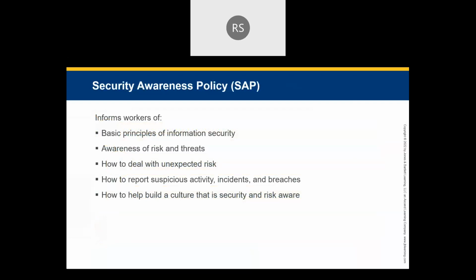Security awareness policy. It's an essential component to the organization's information security program. This aims to educate and inform employees about various aspects of information security and also to cultivate a culture of security awareness. So, some of the key elements typically covered in a SAP, security awareness policy, are the basic principles of information security. So, it provides employees with an understanding of the fundamental principles and concepts of information security. It covers topics such as confidentiality, integrity, availability, and the importance of protecting the sensitive data.